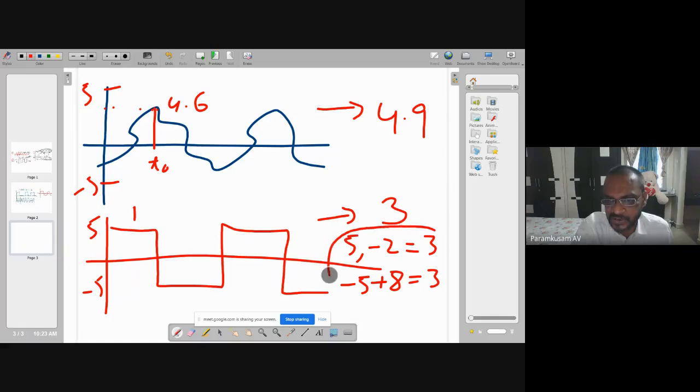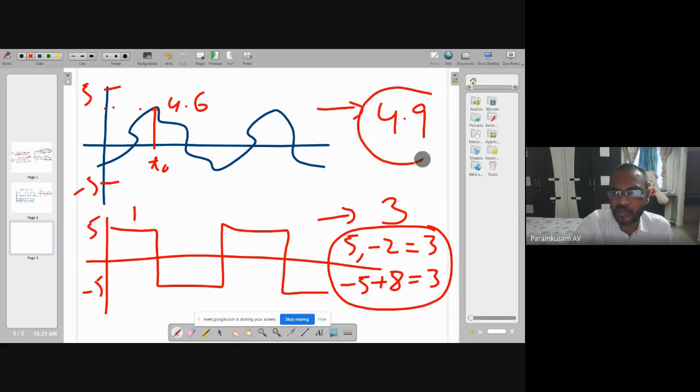Only two possibilities, no? In digital communication, there is no other possibility, because either the transmitter transmits plus 5 volts or minus 5 volts. The receiver receives 3 volts only. If the transmitter transmits 5 volts, the noise might be minus 2 volts. If the transmitter transmits minus 5 volts, the noise might be 8 volts. But here, if the receiver receives 4.9 volts, what is the transmitter voltage? The transmitter is not predictable. There are so many possibilities.